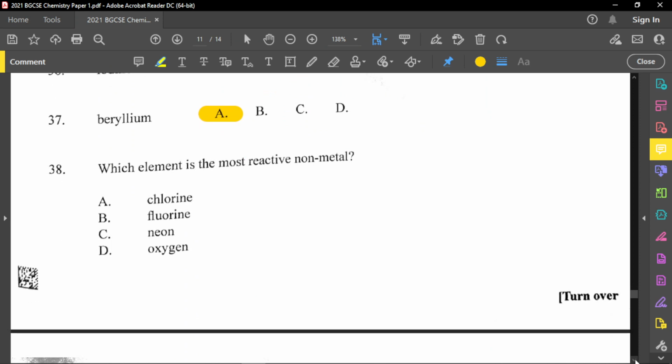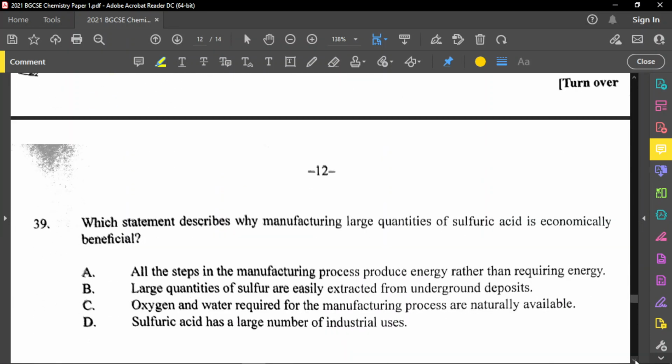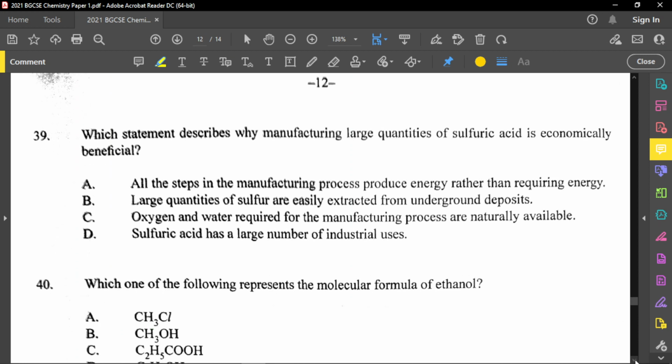38 is which element is the most reactive non-metal? And the most reactive non-metal here is fluorine. Matter of fact, fluorine is the most electronegative element, which means it takes on electrons to itself much faster than any other non-metal. So it's the most reactive non-metal. It is the non-metal that can take on electrons to itself the fastest, which means it's going to be more reactive than all the others.